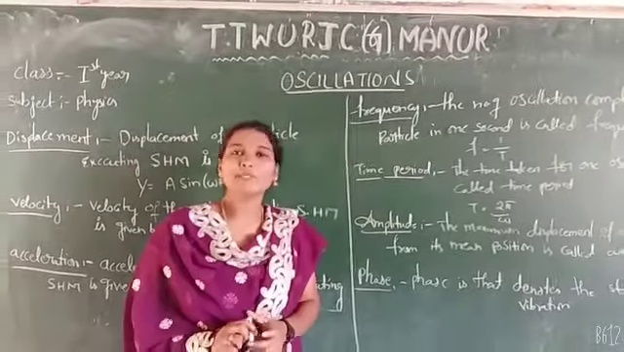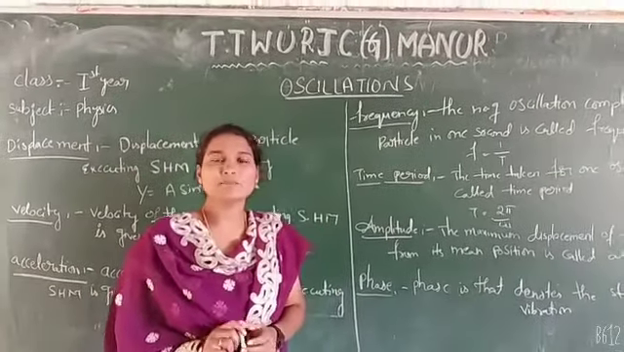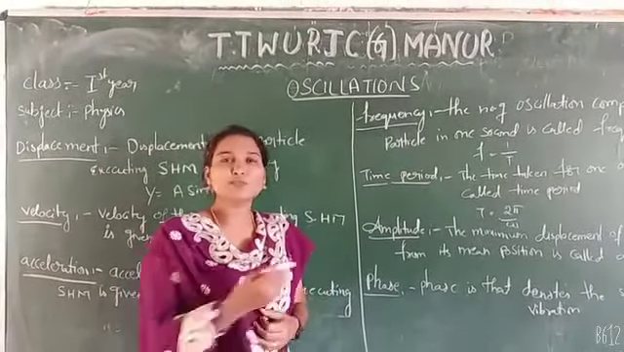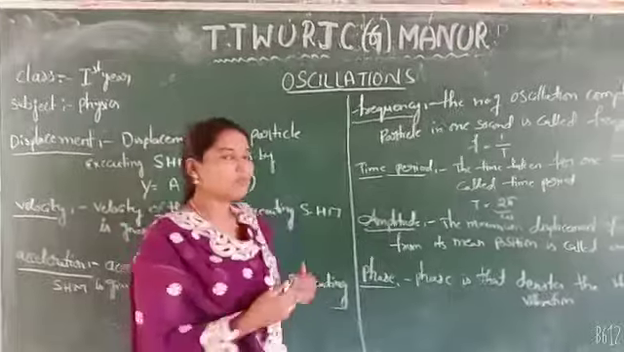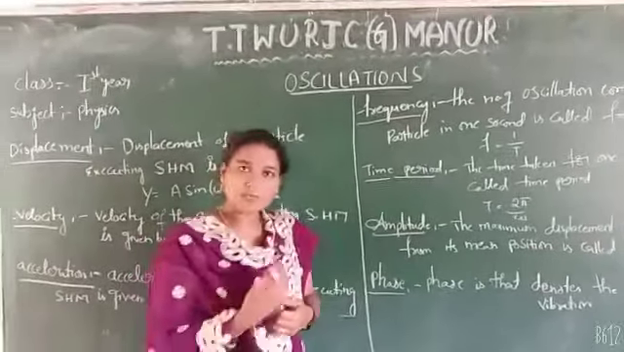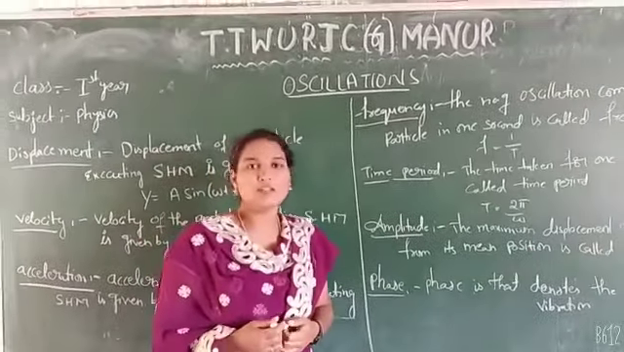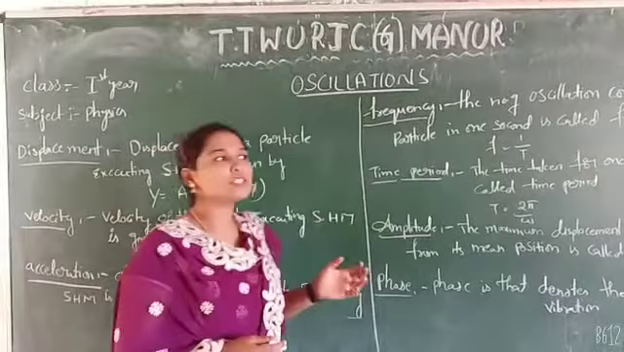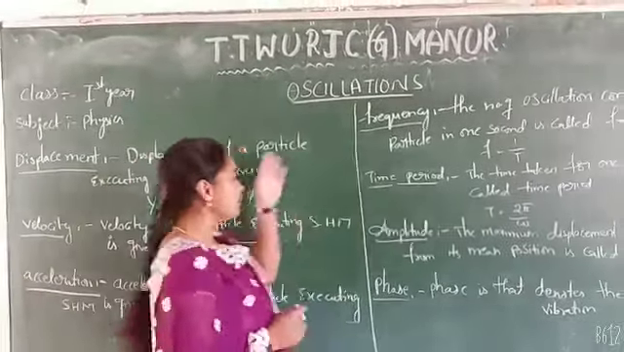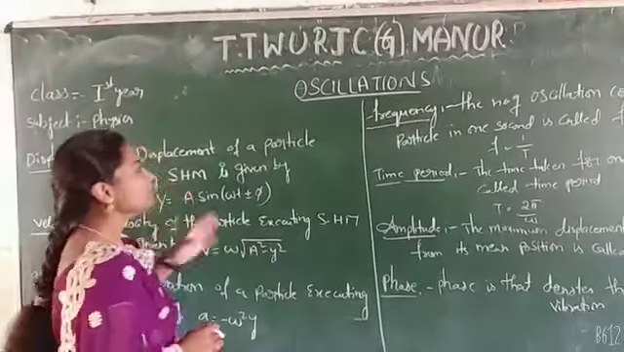So what do you mean by the oscillation? Oscillation is nothing but a particle which is moving to and fro. When it is moving forward and backward, that motion we call an oscillation motion. So in the oscillation motion, we have to consider a few points.